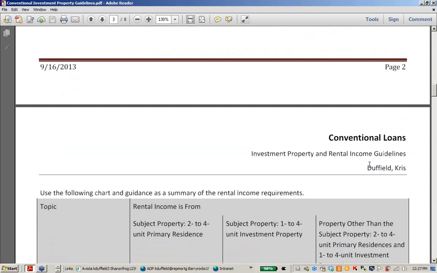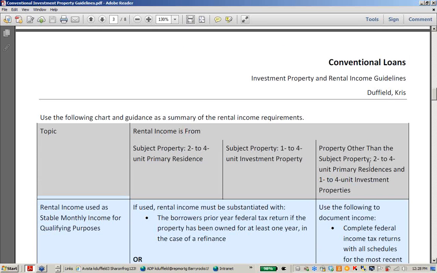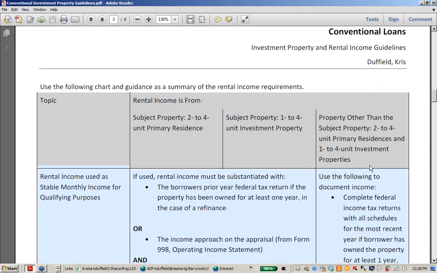So what I've given you here, this is a great little chart. You're going to want to get this training and print it out and keep this chart handy. It breaks down for you how to calculate the rental income and what documentation is required. So you've got the 3 columns here. This is if they're purchasing a multi-unit property and they plan on occupying one of the units. This is if they're purchasing a true investment property. And then this is for their other investment property that they own.